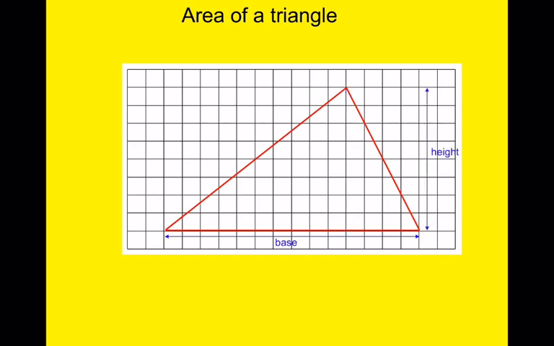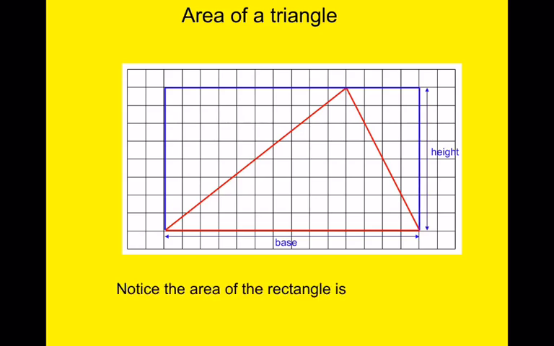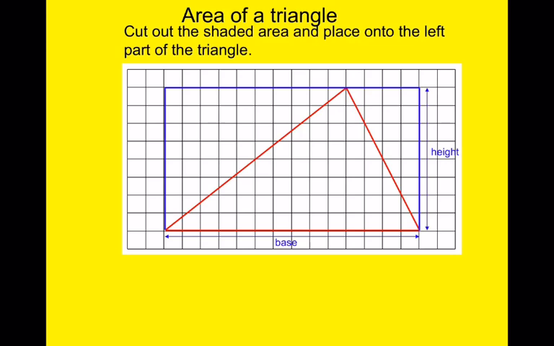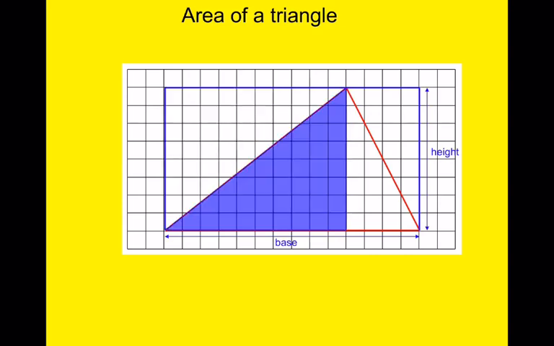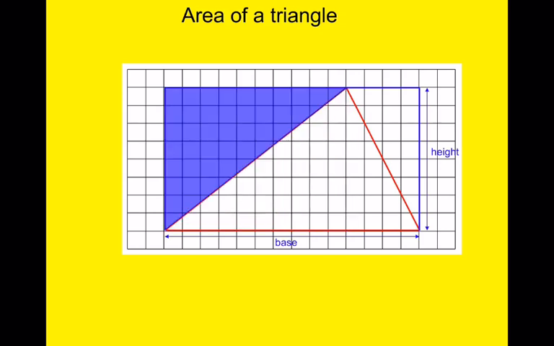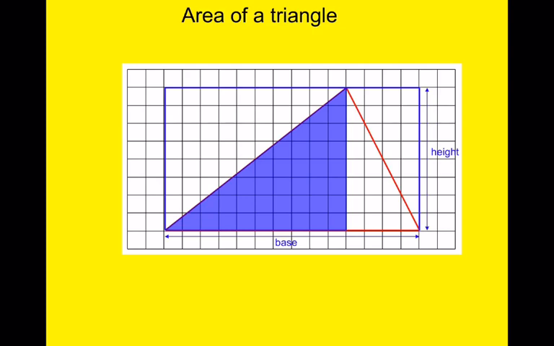Just going to move that to one side for one moment. If we draw a rectangle around our triangle, you can do this to any triangle, and if I cut out the shaded area and place it onto the left part of the triangle, so we cut this bit here, I can place it here. Just look back again. This bit of my rectangle, cut it out, I can place it here. And the same for this bit here. Cut it out and I can place it here.